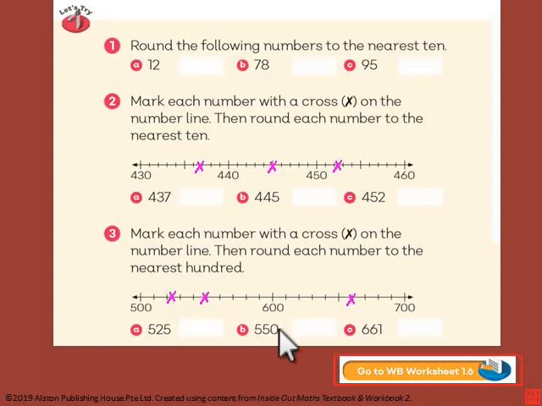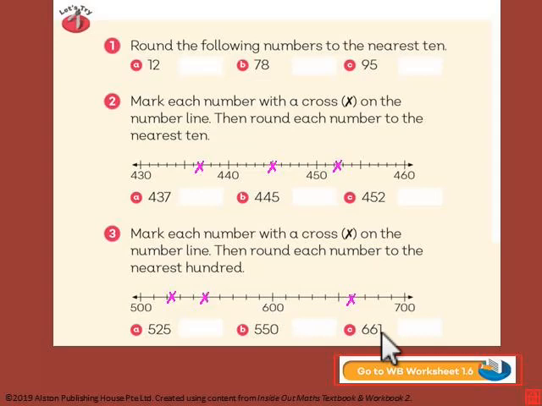Letter B, 550. How can you round 550? 550 is in the middle of 500 and 600. So if you round 550 to the nearest 100, the answer is 600. Very good.